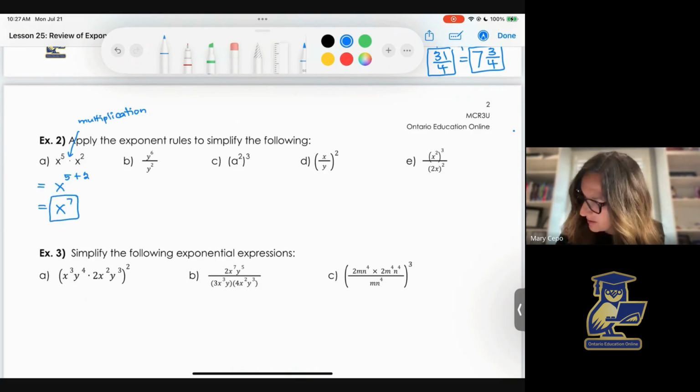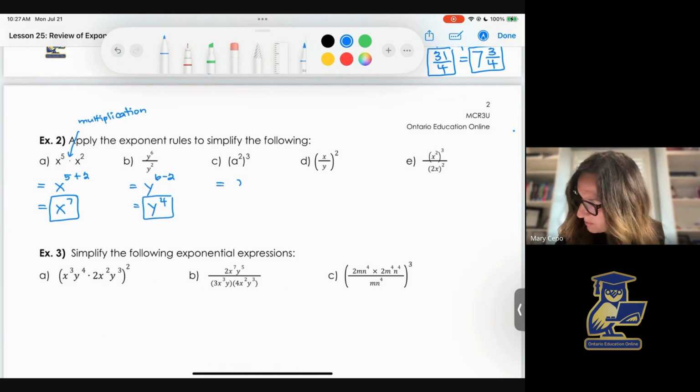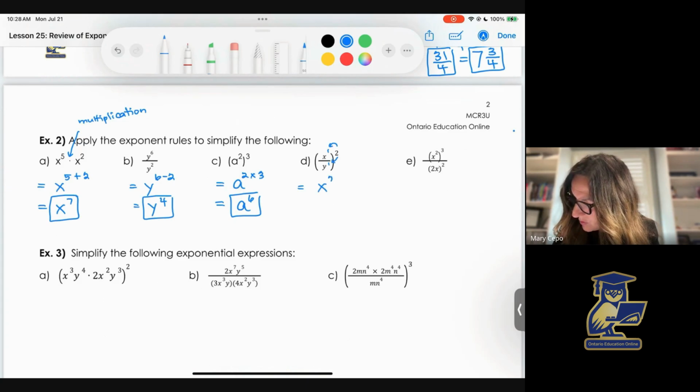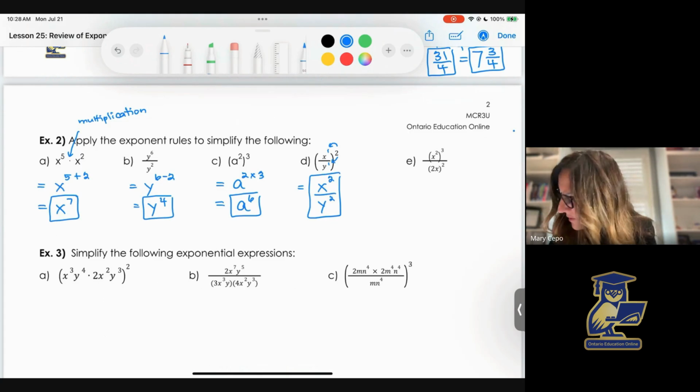Okay, dividing powers with the same base, you keep your base and subtract your exponents according to the quotient rule. So this becomes y to the power of 4. Power of a power, you keep the base and multiply your exponents, 2 times 3. This becomes a to the power of 6. All right, again, keeping in mind the power of a quotient rule, you have to distribute. So this becomes x to the power of 1 times 2, which is 2, y to the power of 1 times 2, which is 2. You cannot use the quotient rule here because the bases are not the same. X and y do not have the same base.